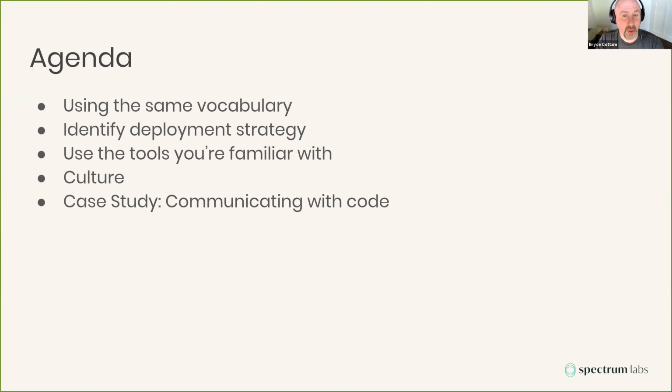As far as an agenda, we'll go over these topics basically using the same vocabulary. You'll notice a lot of the things in this presentation have to do with good communication between teams. Identifying your deployment strategy, like where your model is going to run and how it can be invoked in production. Using the tools you're familiar with, like the things you use every day, or learning the tools you need to know. Culture, which of course maybe should be at the top, because none of the other stuff works without it. And then we'll go into the specifics of a case study that John and I specifically collaborated on and worked out pretty well.